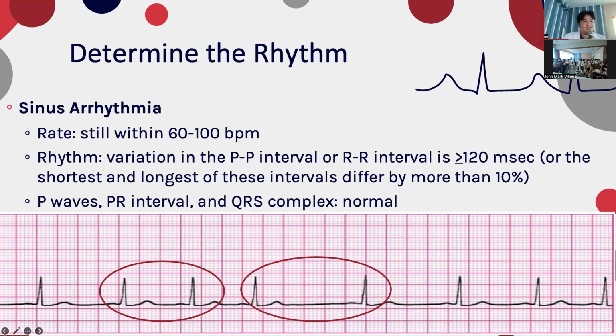So for this ECG strip, we have sinus arrhythmia, still within 60 to 100 beats per minute. The variation of P intervals or RR interval is more than 120 milliseconds. P waves, PR interval, and QRS complex are normal.